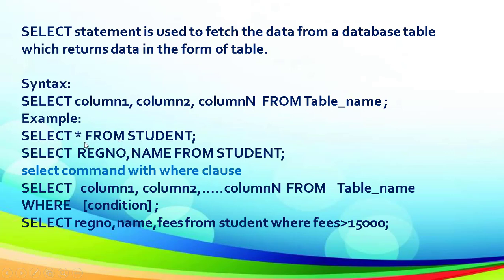When you give asterisk here, the entire data from the table will be displayed in the form of a table. All the columns from the table and the data which has been inserted in the table will be displayed. When you give only the columns specified here, that is register number and name, then only these two columns will be displayed. The other columns will not be displayed. It will select only these two columns from the student table.